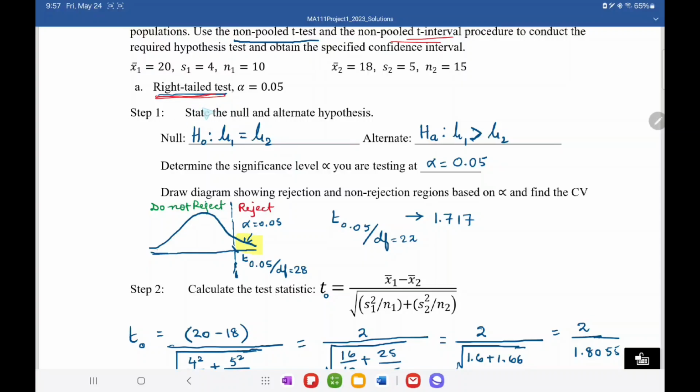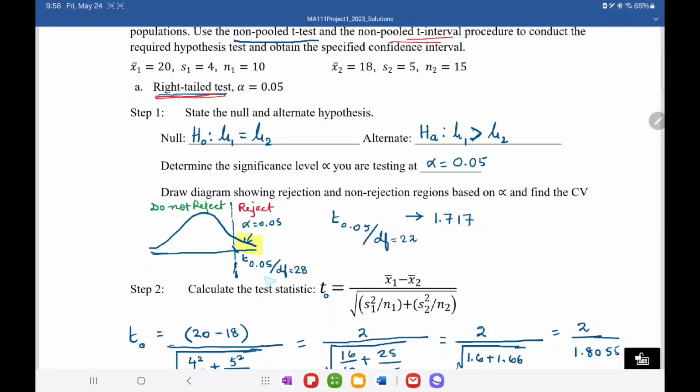Because this is a right tail test, the reject region is only going to be on the right hand side. The left side is going to be do not reject, but the area corresponding to the reject region under the curve is going to be 0.05, which is the value of alpha. Alpha represents the probability of rejecting a true null hypothesis, right? So that's why it's always the area of the reject region. So the critical value is going to be T of 0.05 with DF of 28.